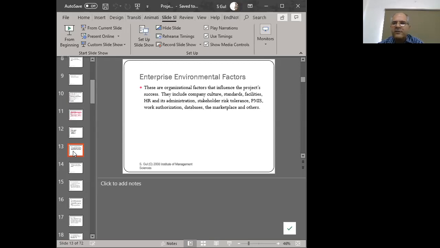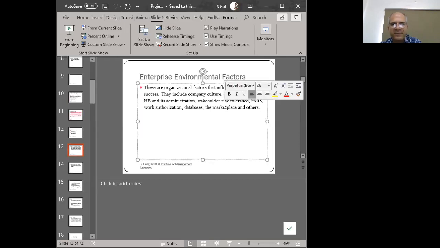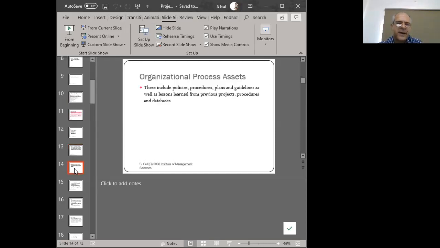You've got to have some sort of a project management information system. So where is that information system? Is it a purely digitized information system, or is it a paper and pencil based information system? So what is the nature of that? How do you authorize the work? Do you have any databases that you're using to determine the duration of something or the cost of something? What is your marketplace like? Is it monopolistic? Is it an open market, and such things, right? So these are enterprise environmental factors. So you have to have those in the back of your mind.